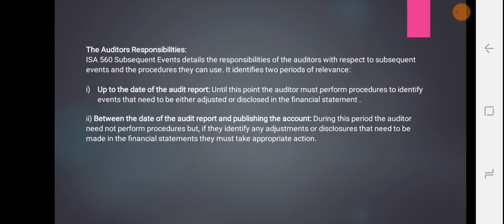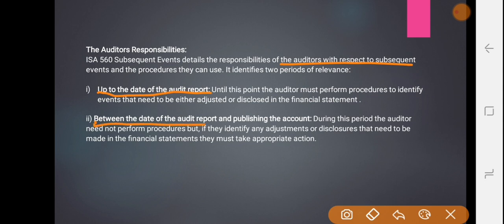Then we have auditor's responsibility. ISA 560 Subsequent Events details the responsibilities of the auditor with respect to subsequent events and procedures they can use. It identifies two periods of relevance. The first one is up to the date of the auditor's report. The second one is between the date of the auditor's report and publishing the account.